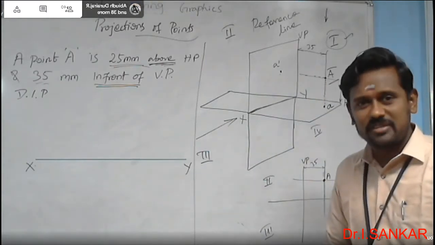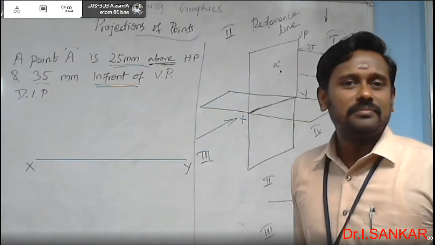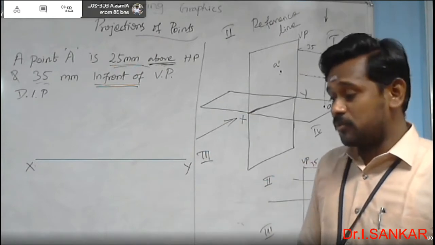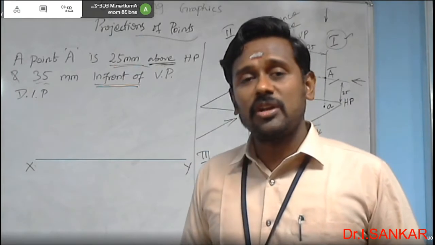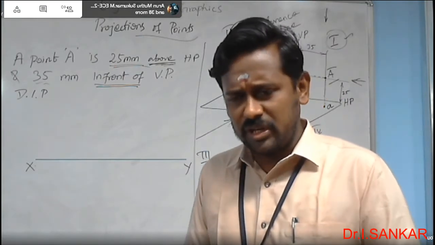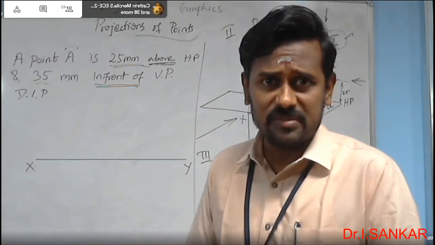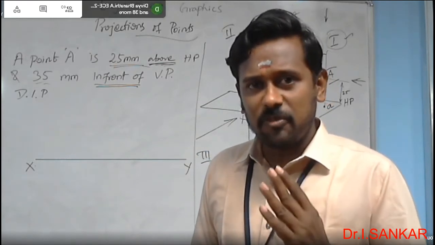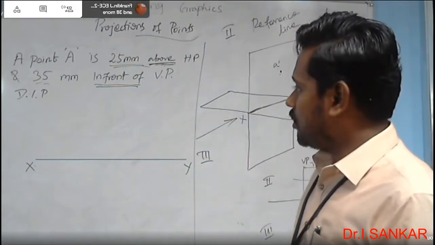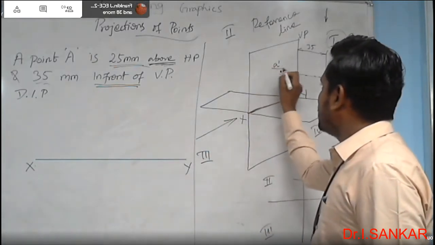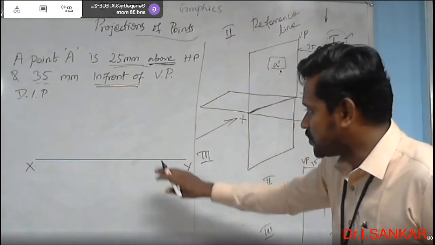Since we are dealing with the projection of points, the shapes of the front and top views are the same, simply a point. But if you are dealing with the projection of straight lines, planes or solids, the front view and top view are not the same. Based on the location and standing condition of the object, the shapes of the front and top views may change. But here, in projection of points, the shapes are the same, simply a point. Now our duty is to mark A dash and A in the paper, with respect to the XY line.